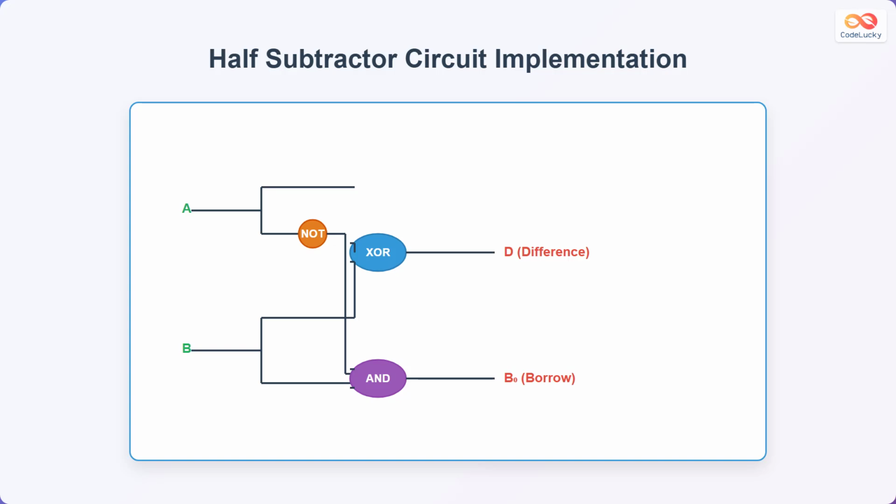Now let's look at a circuit implementation of the half subtractor. It consists of one XOR gate and one AND gate along with a NOT gate. The inputs A and B are fed into the XOR gate, which produces the difference output D. Input A is also fed into a NOT gate, and its output is fed along with input B into an AND gate to produce the borrow output B0.